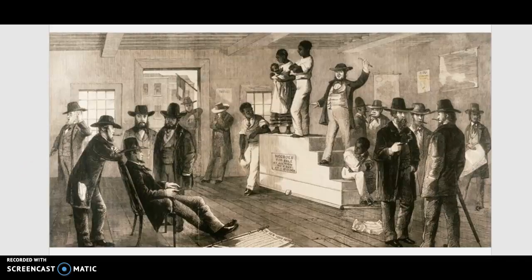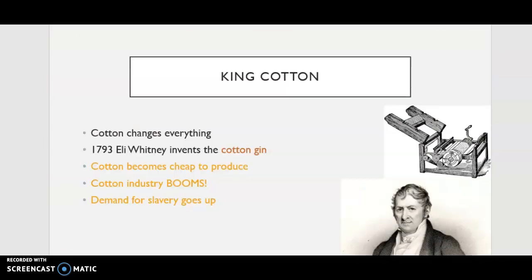Here is a sketch of one of these auctions, and you can see the slaves are on this pedestal of sorts, and I assume this is the auctioneer, and people kind of standing around. And something that strikes out to me is that there's this baby here. So you wonder, was that baby separated from its family? What happened to that baby?